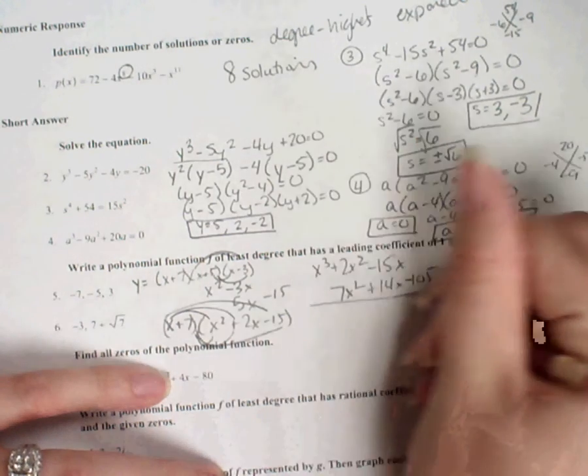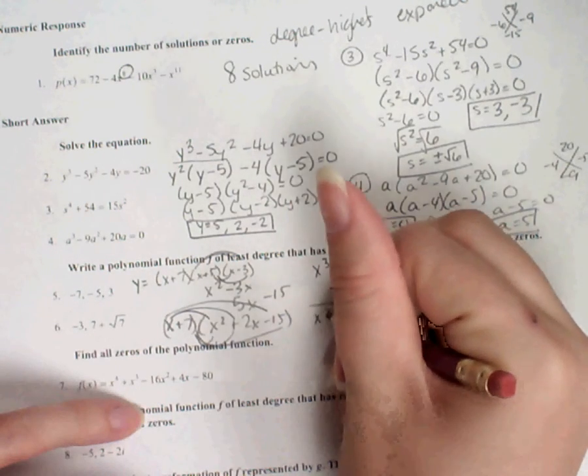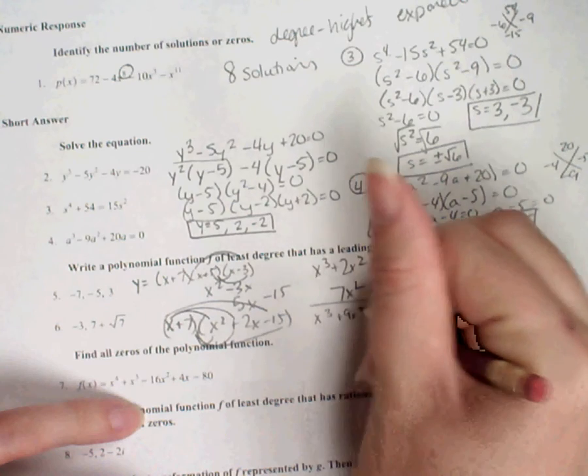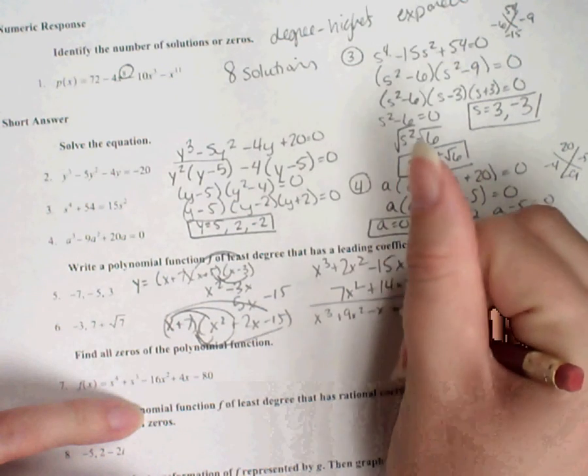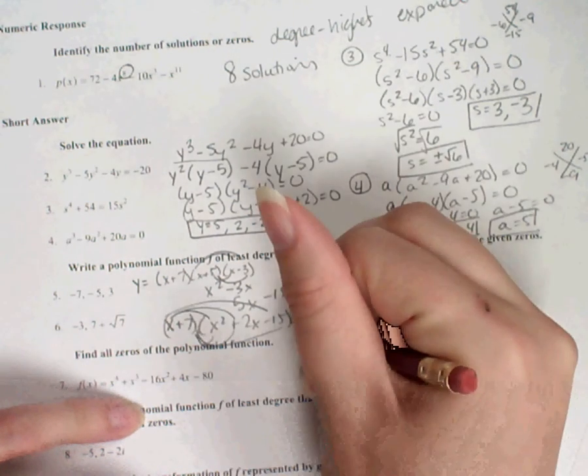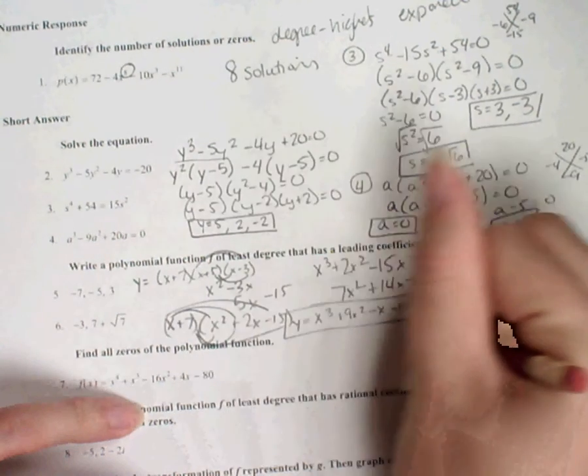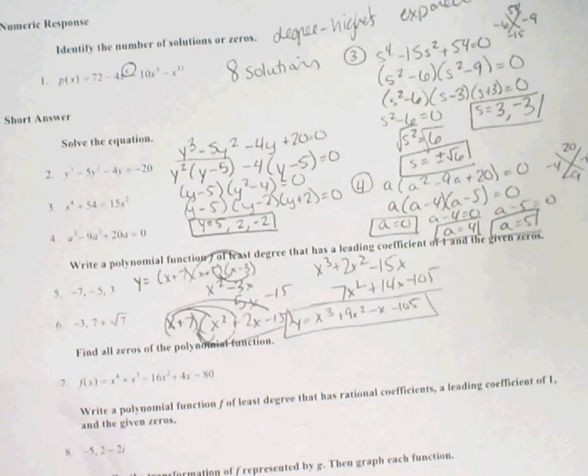Combine like terms, I get x cubed plus 9x squared minus x minus 105. That's y equals that. That is my function. On my next one, I have negative 3, 7 plus root 7.